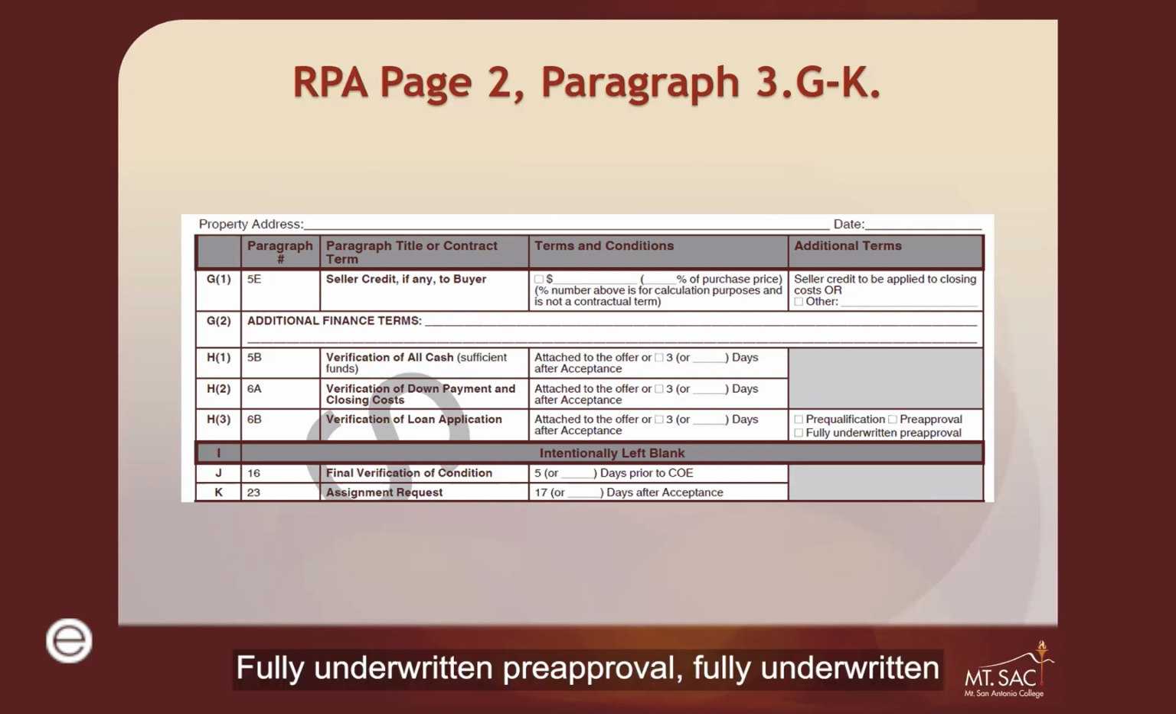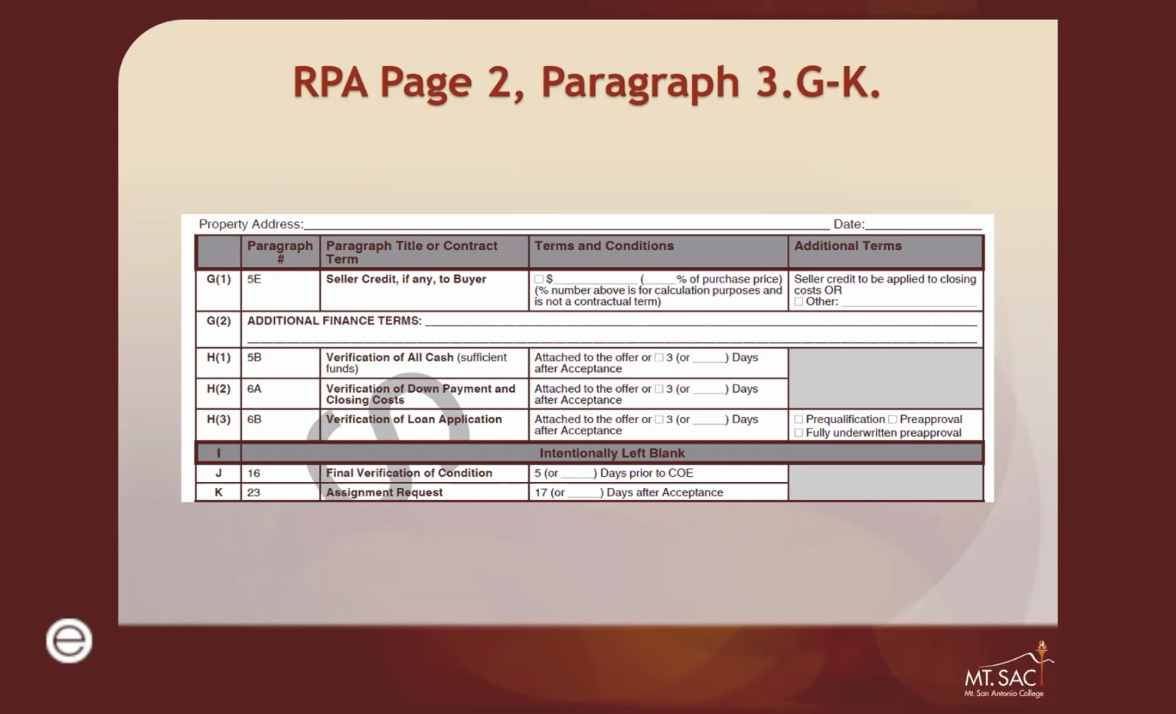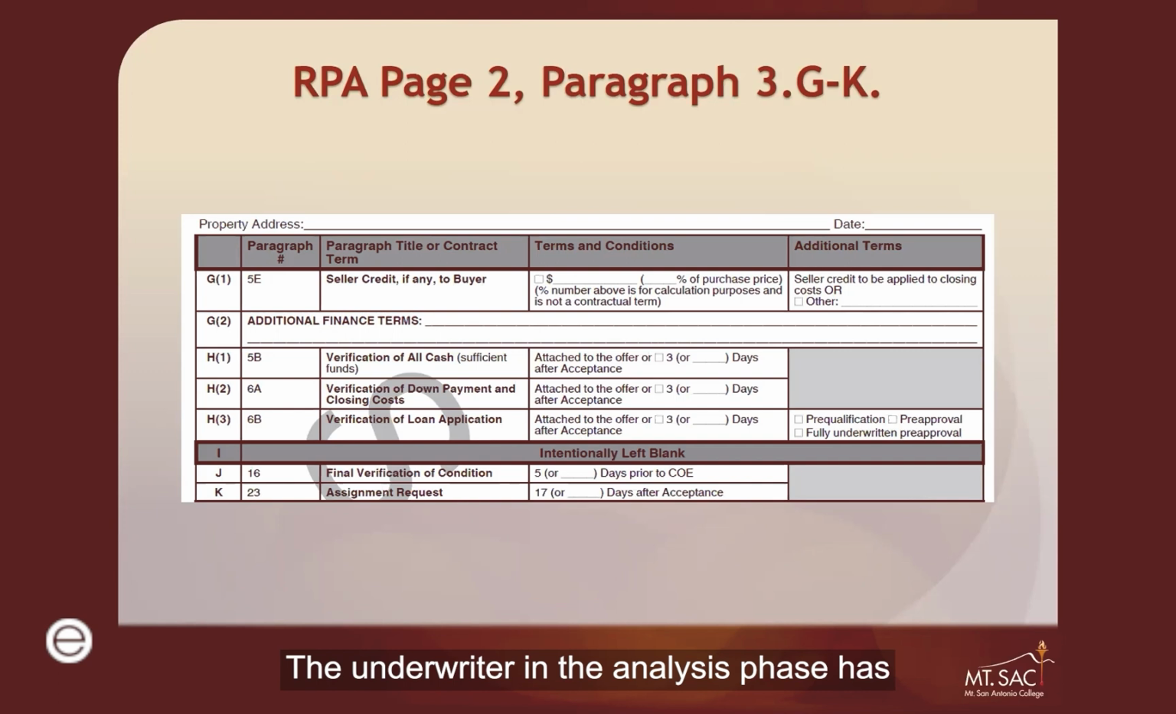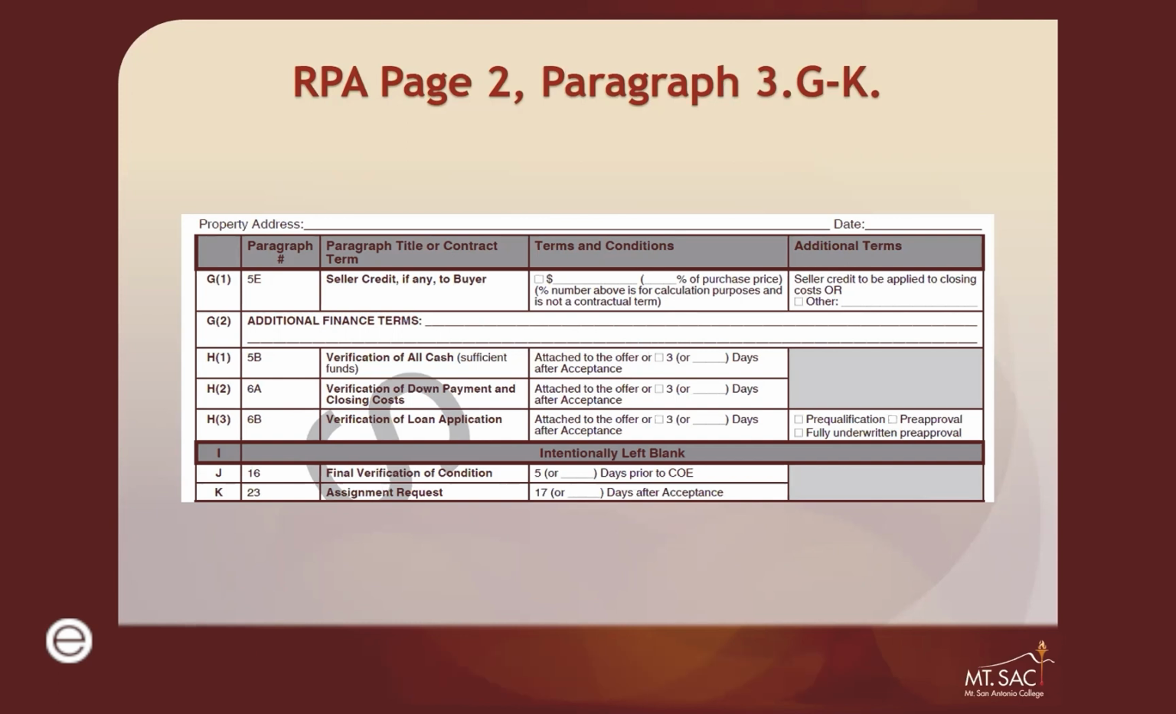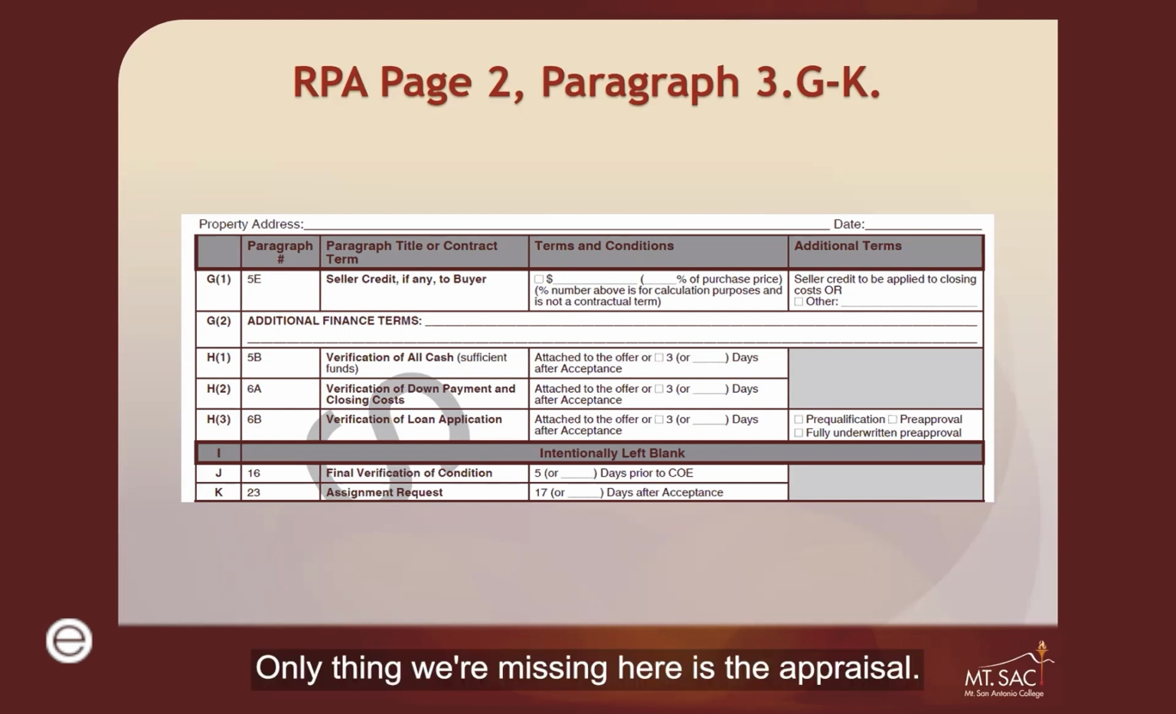Fully underwritten pre-approval. Fully underwritten pre-approval means this loan has actually gone into underwriting. The underwriter in the analysis phase has gone through everything, and the lender has said, this buyer can get the loan. We're good, except for the appraisal. The only thing we're missing here is the appraisal, but if the property appraises at the purchase price, it's a done deal. We have approval. That's what fully underwritten pre-approval is.